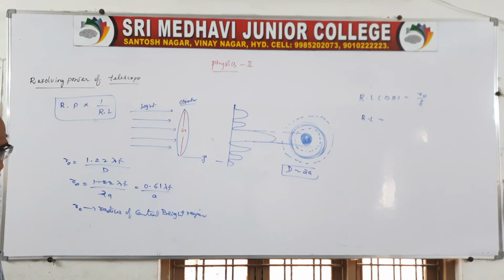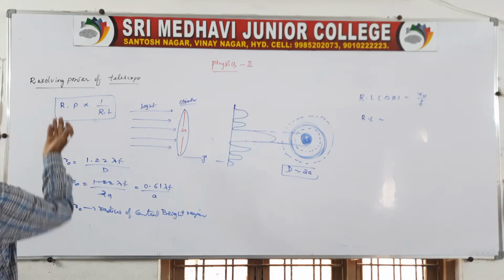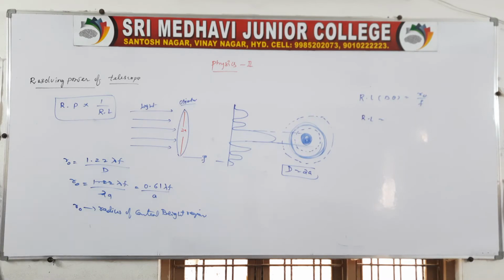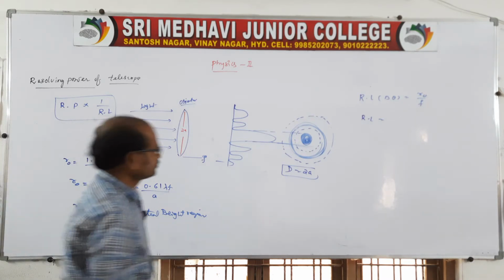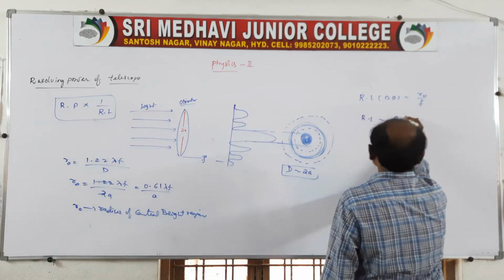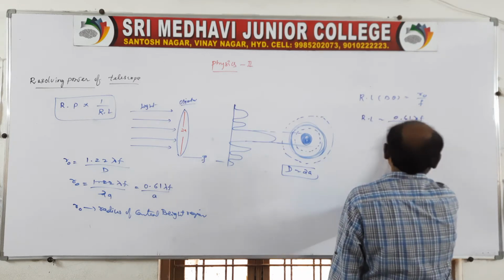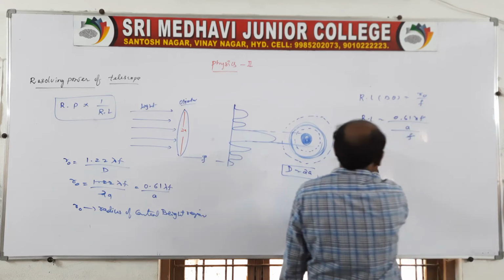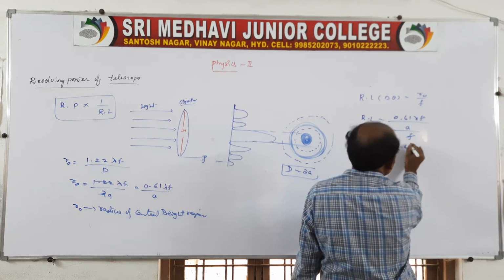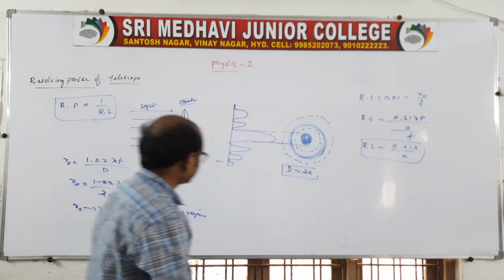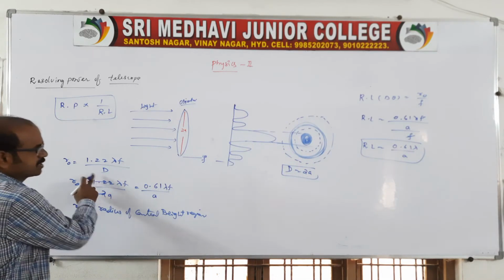A telescope is also an instrument used to separate two images formed at a long distance. So we should get the limit first, and then after getting the limit, we substitute it in the power. Here you take the r naught value, that is 0.61 lambda f by a, divided again by f. So f cancels, and the resolving limit is equal to 0.61 lambda by a. Or else, if you want to write it in terms of diameter, no problem.